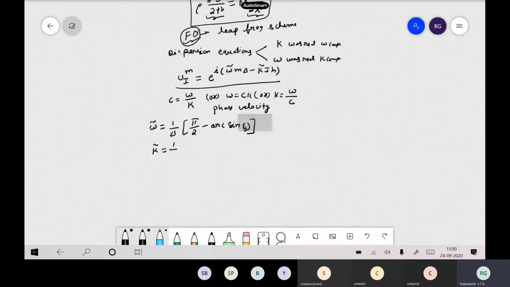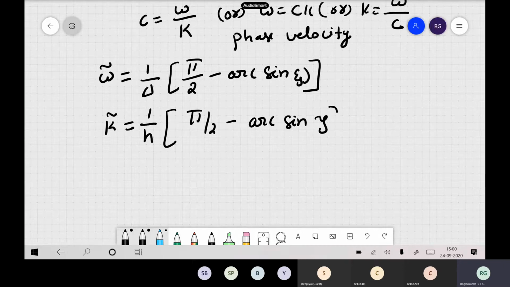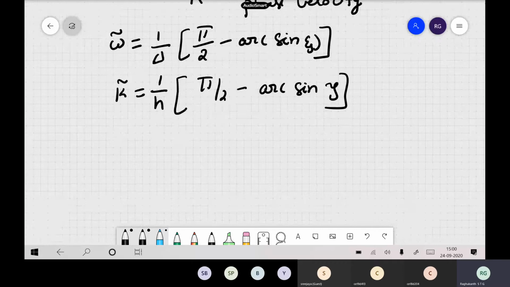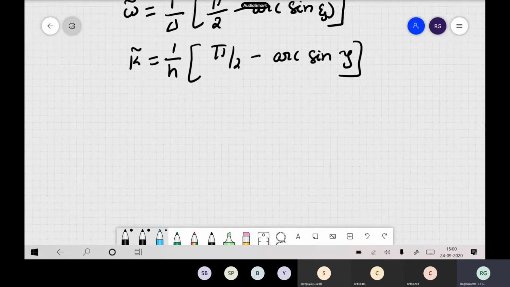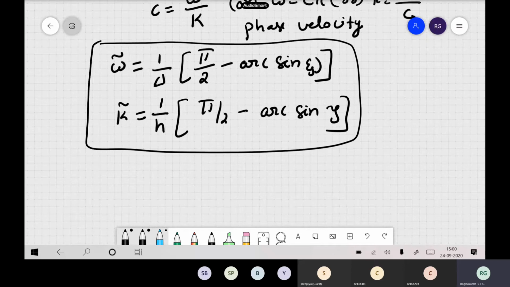Here we had h, and we had pi by 2 minus some arc sine of another constant. So this was our dispersion-dissipation relation also. What we did in our last class was check this format.